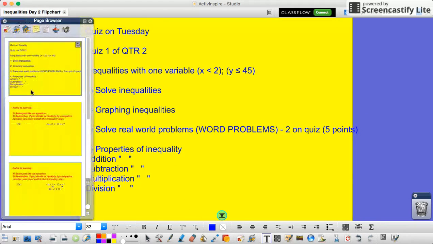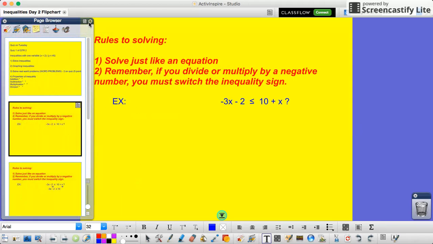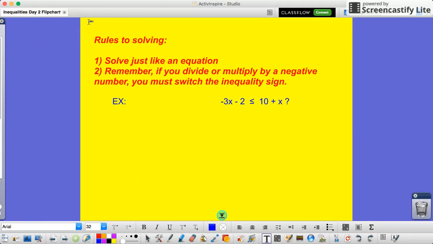Now we can move on to our first problem. Let's work on it together. Basically, what are the rules to solving an inequality? We talked about this a little bit last class, and you're going to be working a lot in your groups on these problems so that you can do better on the quiz. Number 1, you solve it just like an equation. There's nothing different, except for, remember, if you multiply or divide by a negative number, you must switch the inequality sign.